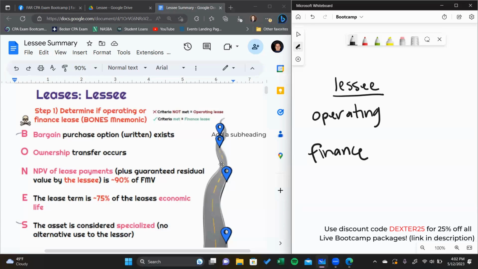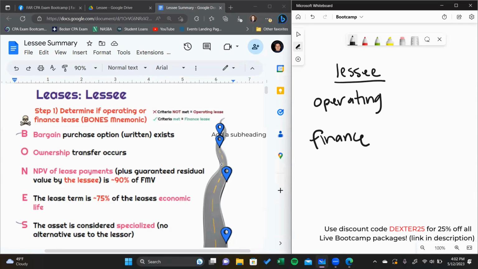In a bit, we'll talk about the lessor, and the lessor is the person who is actually providing the asset to be leased, right? But the lessee, for purposes of lessee accounting, we can only categorize leases as either operating or financing leases. Now, the criteria that we use to determine whether the lease should be an operating lease or a finance lease is as follows.